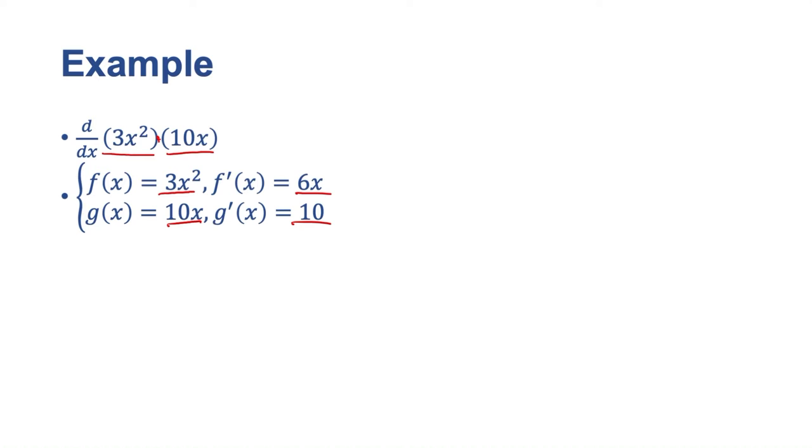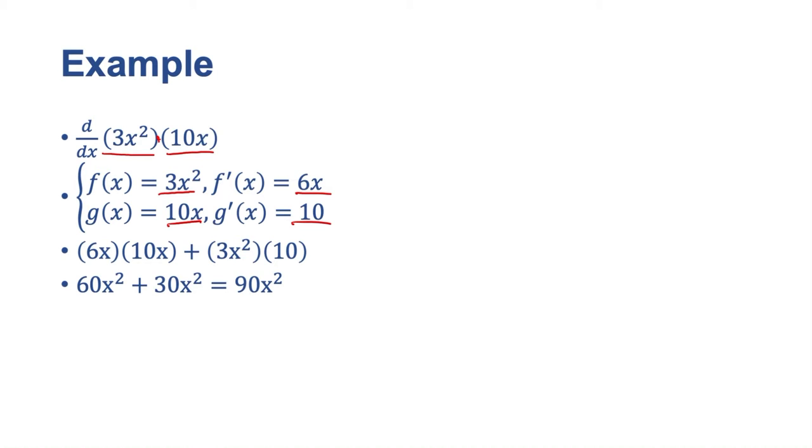All right, so now we have all of our information to just plug it into our formula. So we're going to get 6x times 10x plus 3x squared times 10. And when we multiply this out, we're going to see that we can just add these like terms, 60x squared plus 30x squared equals 90x squared. So the derivative of 3x squared times 10x is 90x squared.